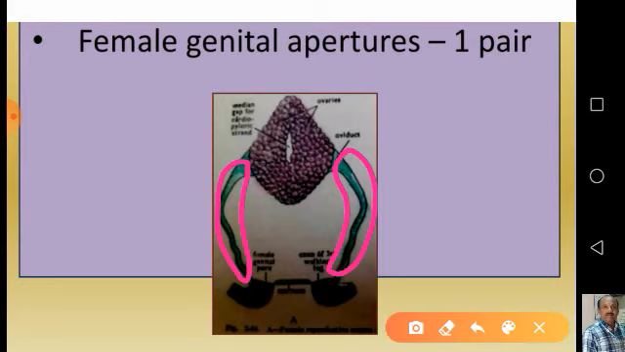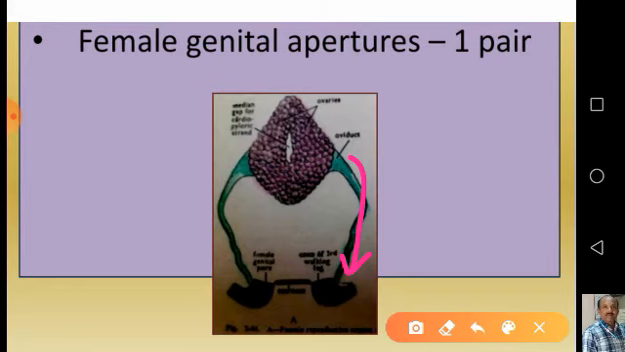The oviducts are short, wide and thin walled tubes that originate from the outer middle border of each ovary. See, outer middle border, not like the vasa differentia, which originate from the posterior end of the testis. Here the oviducts arise from the middle part of the ovaries, and each oviduct runs vertically downwards to reach the female genital aperture on the inner side of the coxa of the third walking leg of its side.